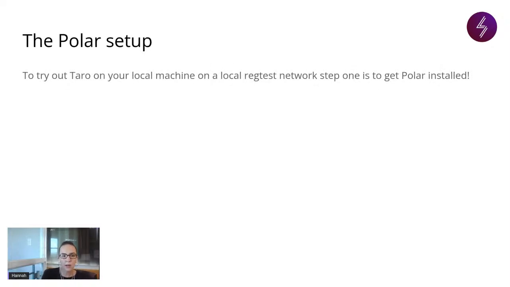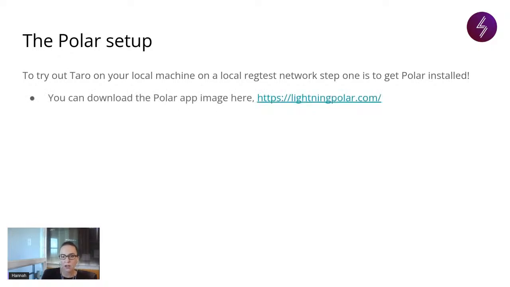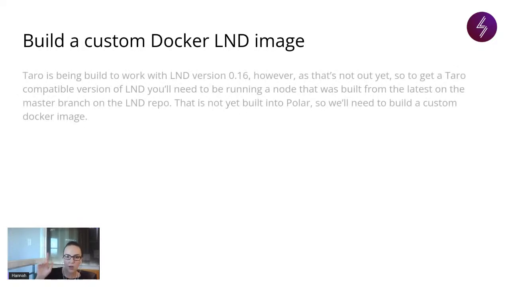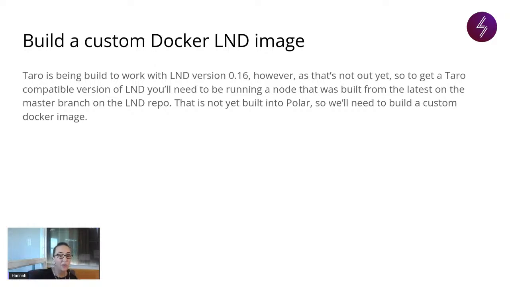Cool. So the Polar setup. All right. To try out Taro on your local machine on a local regtest network, step 1 is to get Polar installed. Lightningpolar.com is where you can do that. All right, so one trick here, because Taro is so new that we have to jump through a couple of hoops to actually get it working. Taro is being built to work with LND version 0.16, but that's not out yet.